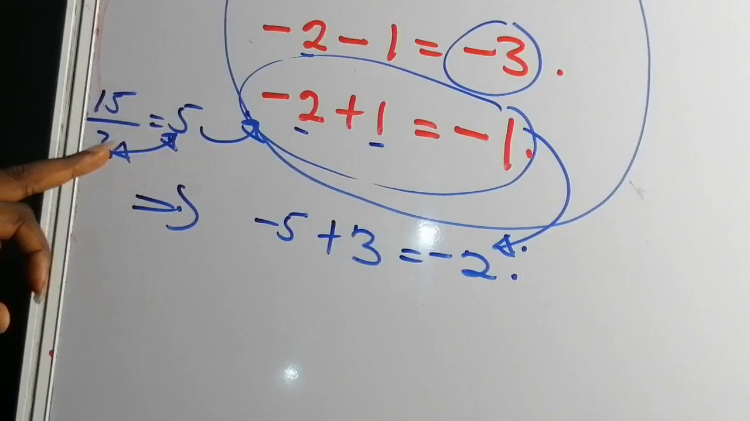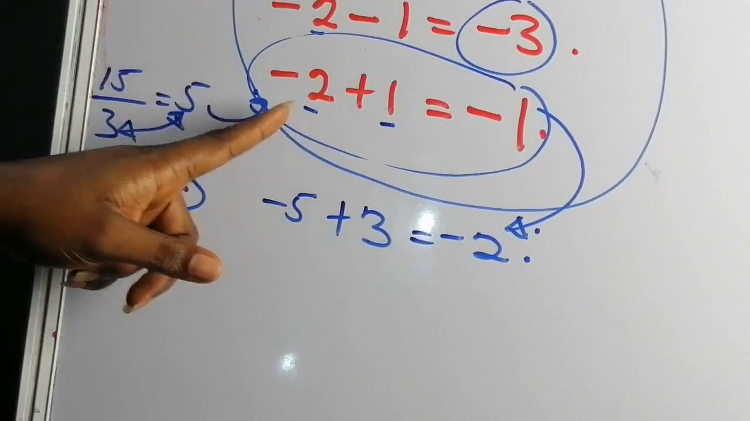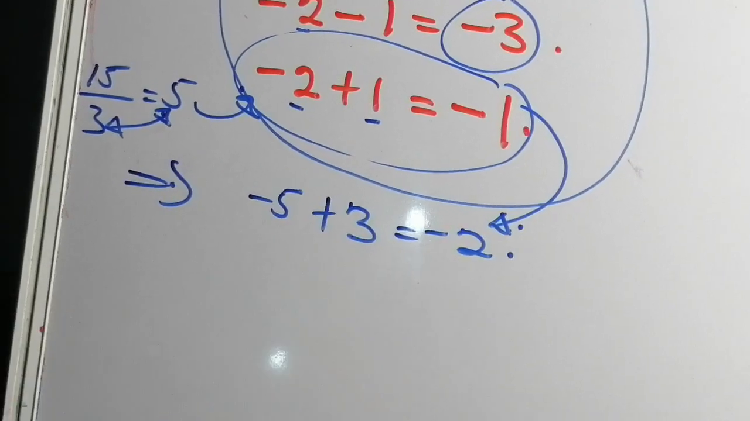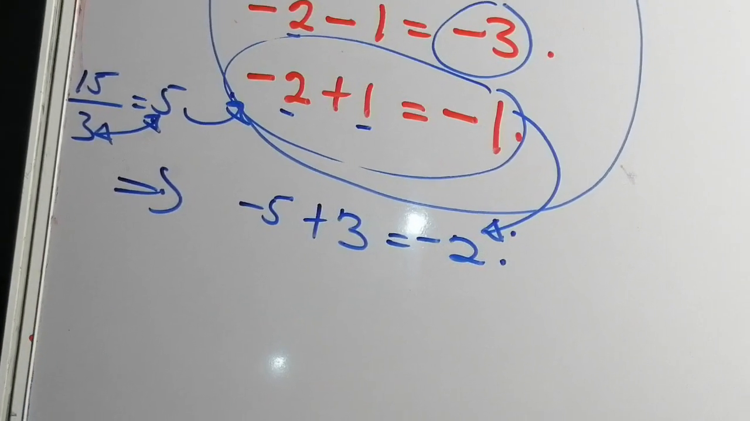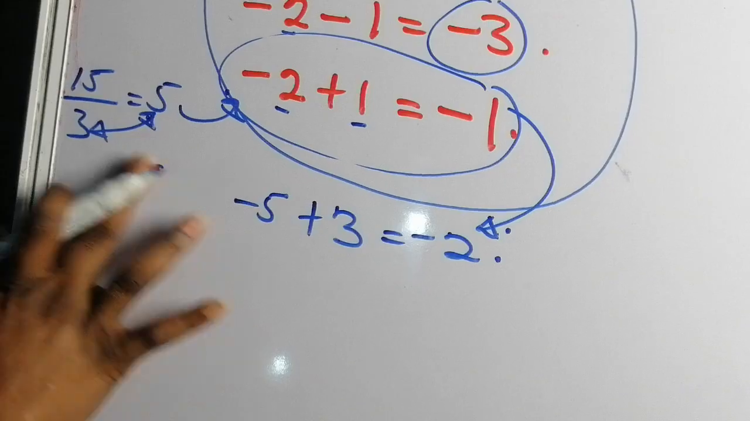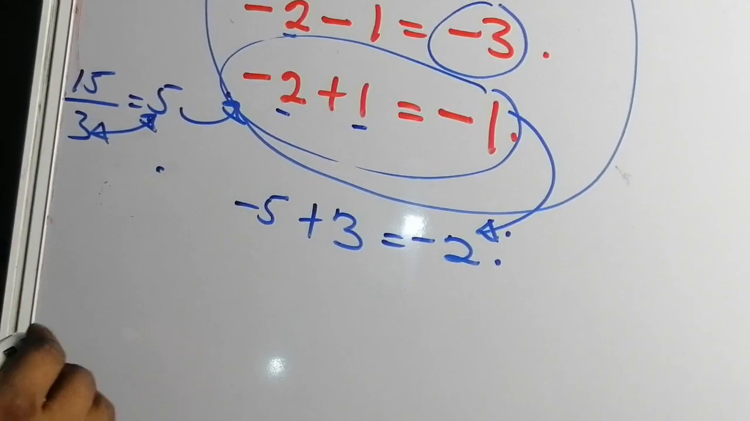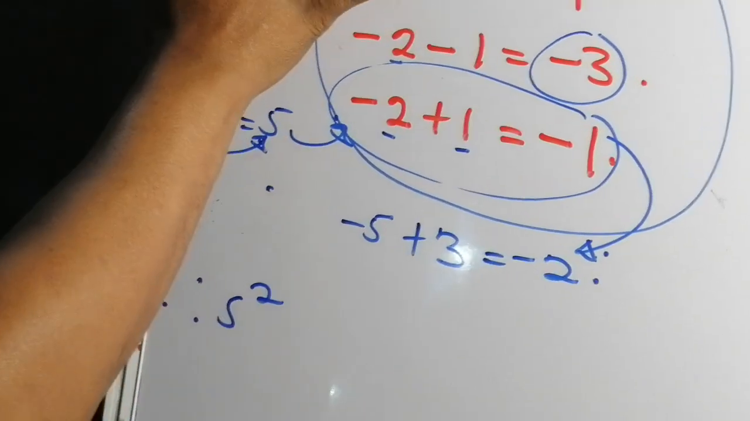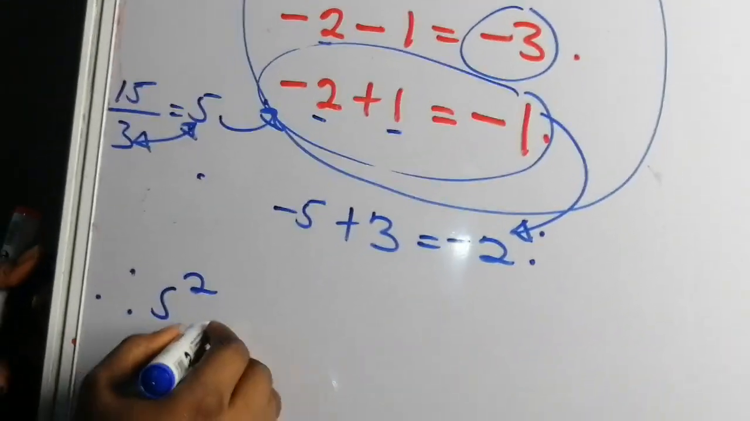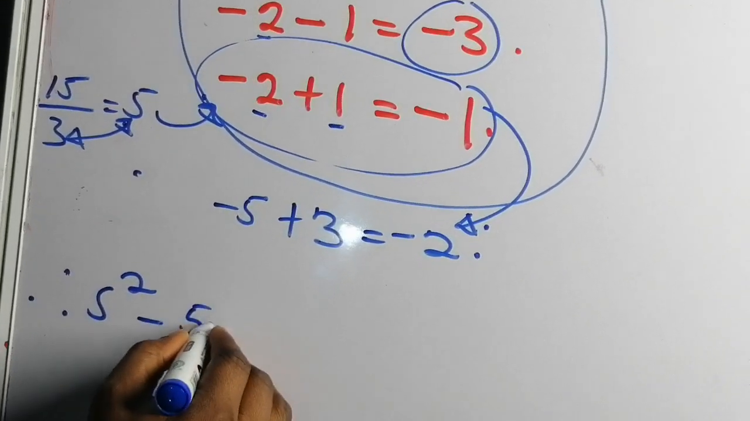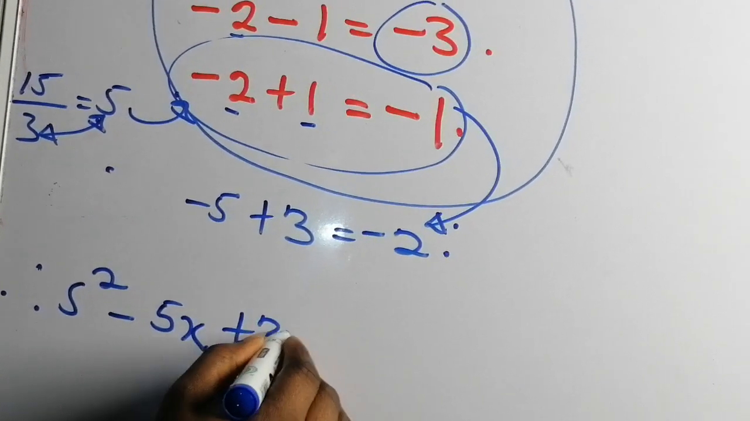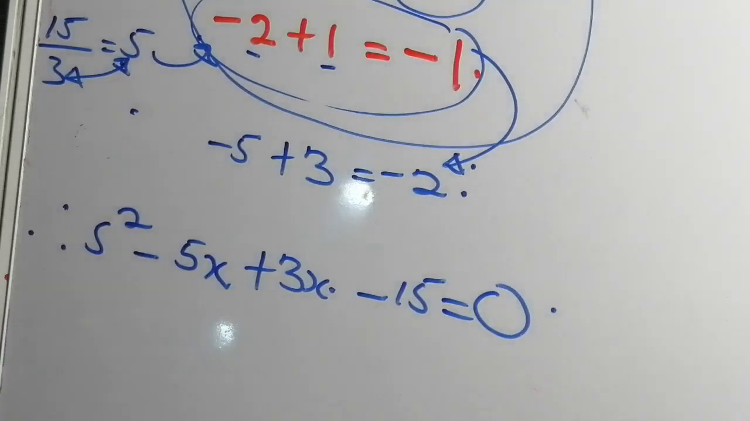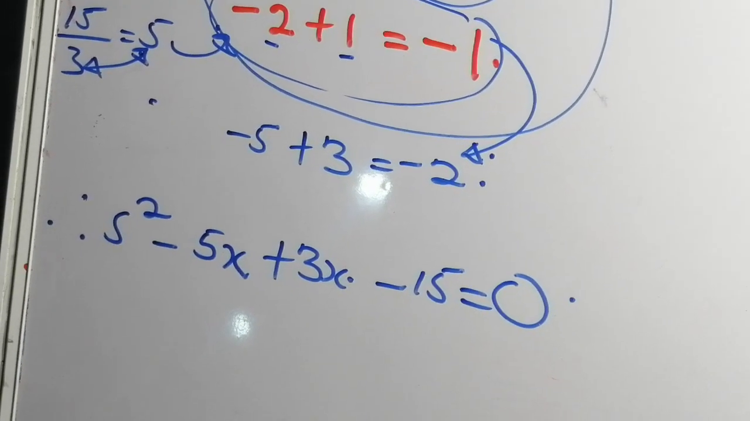But how can 5 and 3 give me -2? So you need to know this method. It means that if I have -5 plus 3, it will give me what? -2. So if I have that at the back of my mind while I'm working, I now say, therefore, x squared, instead of writing -2x, I'll now write -5x plus 3x minus 15 equals 0. You see now, it's very, very simple.